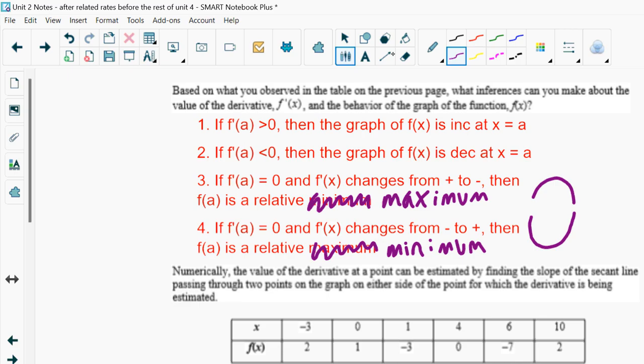And I know some of you love tables, hate tables. They like to give us tables for derivative values and ask us how many max and mins this has. And we're looking for where it's changing sign. Because if it changes sign, we know it had to equal 0 somewhere. And if the derivative equals 0, it's a relative max or a relative min.